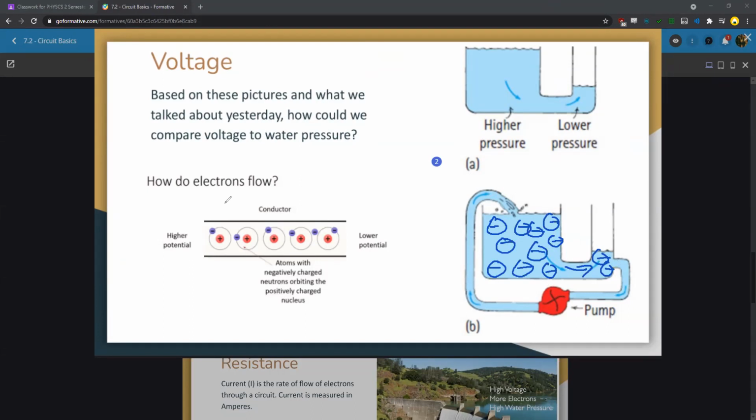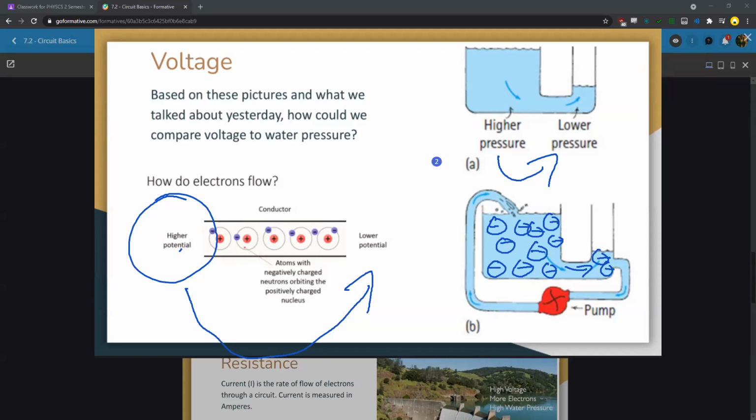So you're essentially going from high electric potential to lower electric potential. There are more electrons there, so there's a higher electric potential, because they're all pushing against one another. Then they go to the area with lower potential. Just like water goes from high pressure to low pressure, voltage is the flow of electrons from high potential to low potential.